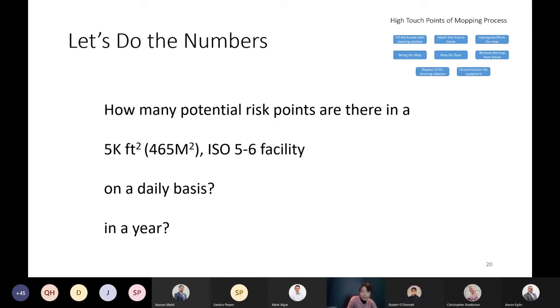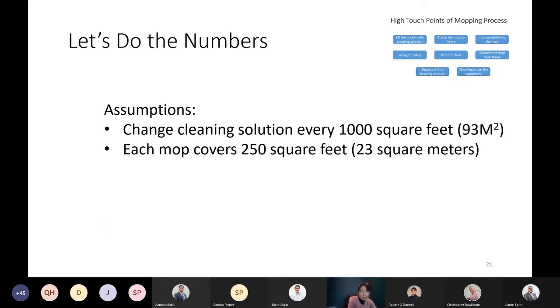Okay. So in order to do that analysis, we also need to build in some assumptions. And these assumptions are based on best practice and recommendations. First of all, it is recommended that a user or an operator change the cleaning solution every 93 square meters if it's an ISO 5 or 6 facility.